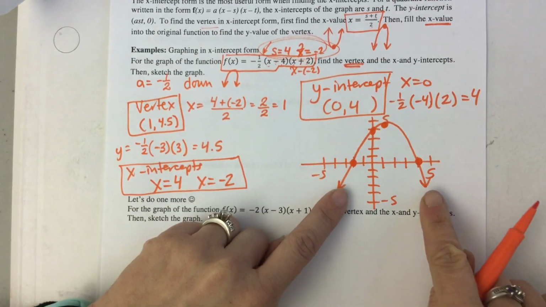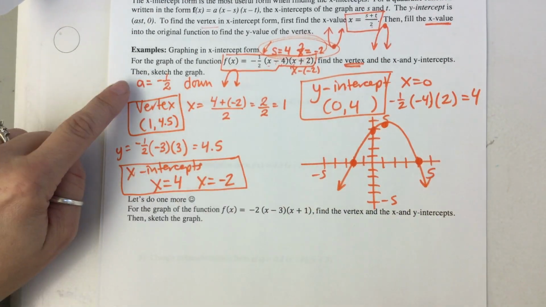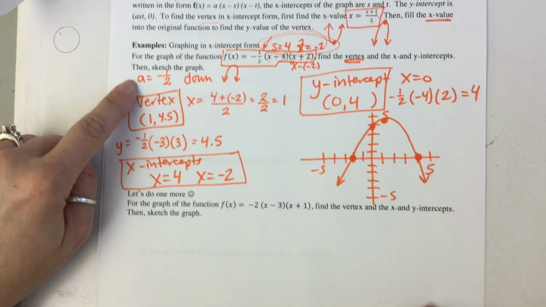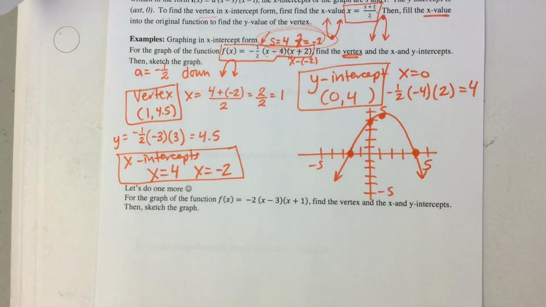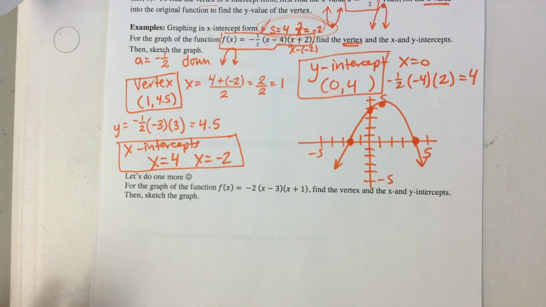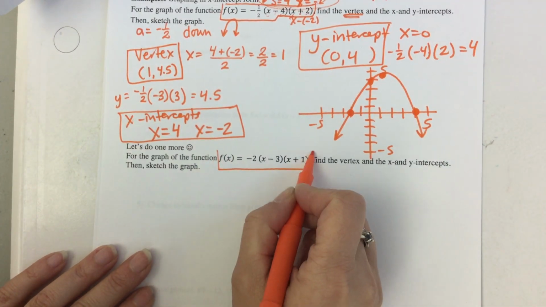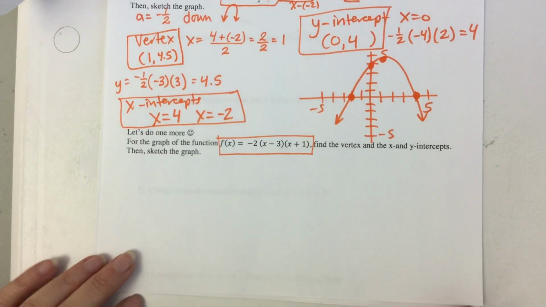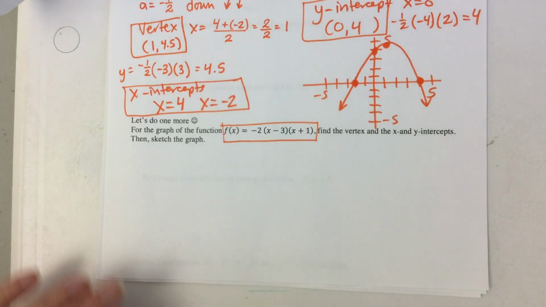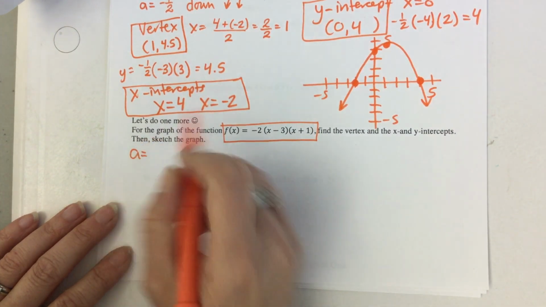Notice, yes, the parabola is opening downwards, which is what we determined at the beginning when we identified A. That is it, okay? One more time, just because I know it's a lot, okay? Let's do one more. Even though they do not ask for A, I do think it's important to always identify that right away. A is the value out front.